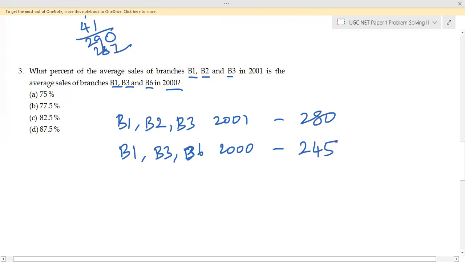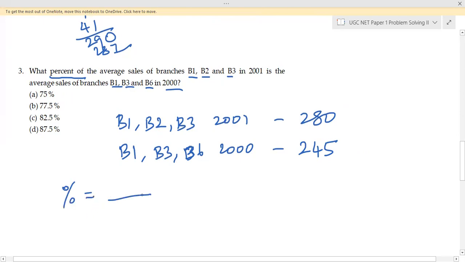Average is simply total divided by number. In that case, this 280 has to be divided by 3 and 245 has to be divided by 3. Is it or not? But hold on, we need not do that division. Why? Because here we are actually finding the percentage. What percentage of this average is this average? This is our question, right? So again, it's a percentage question.